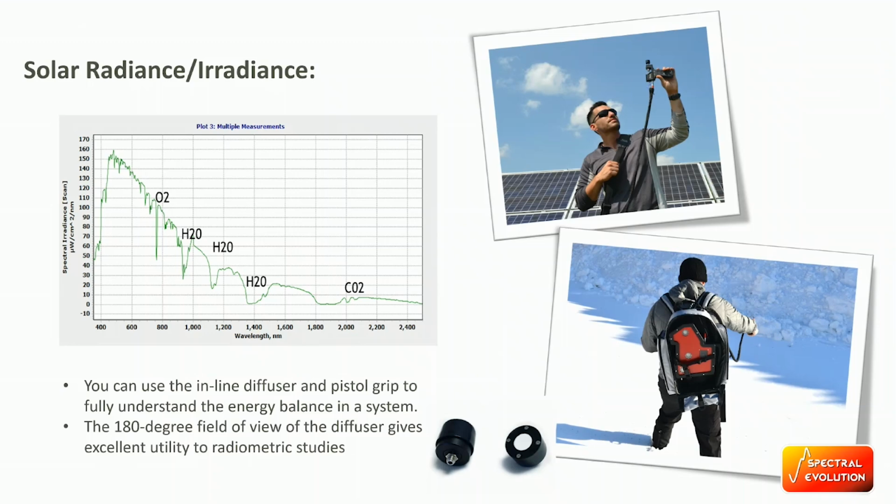This is typically used for characterizing energy balances within a system, or canopy studies is very common. So taking an irradiance measurement and then going under canopy to see how much light is penetrating to the ground foliage is a very interesting study that's commonly done with this.